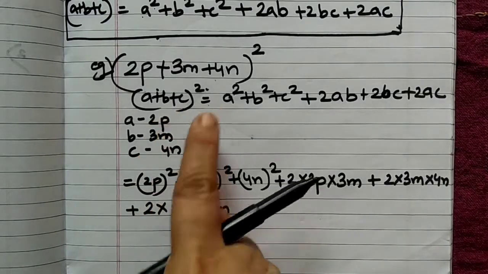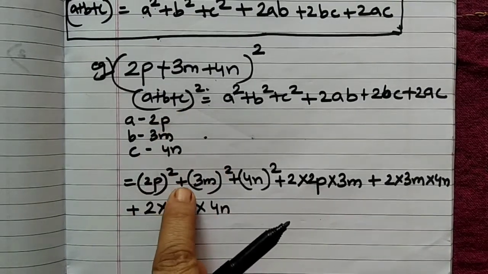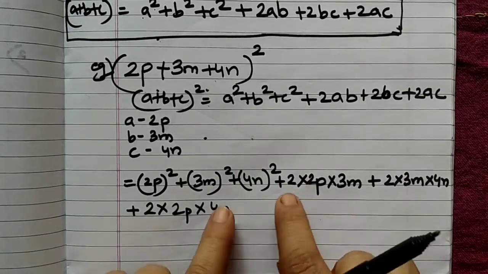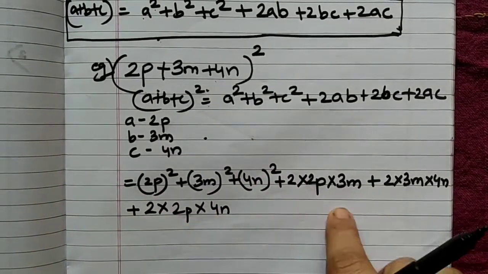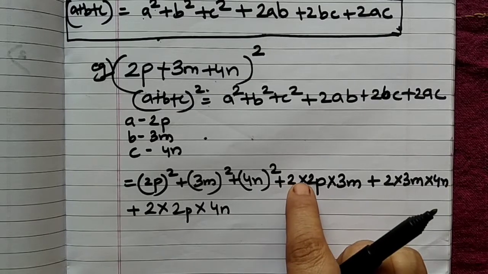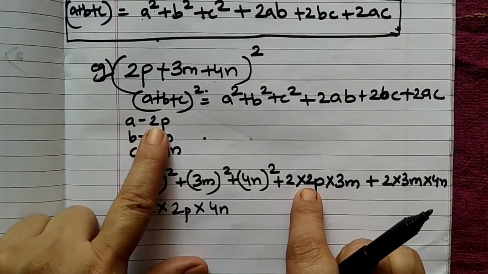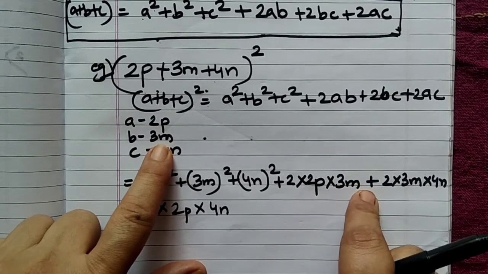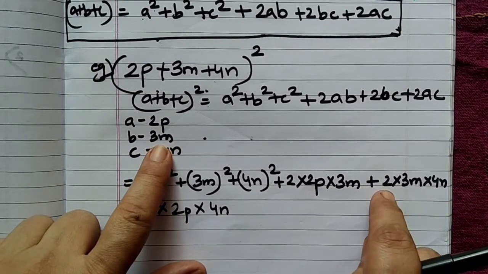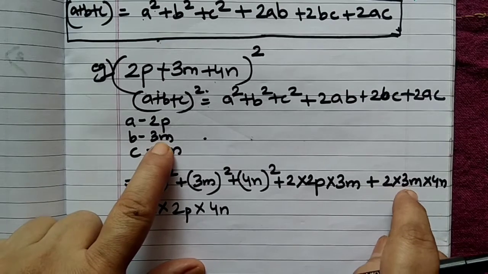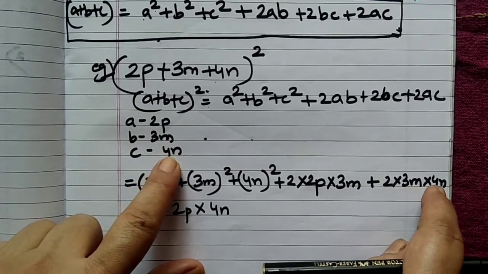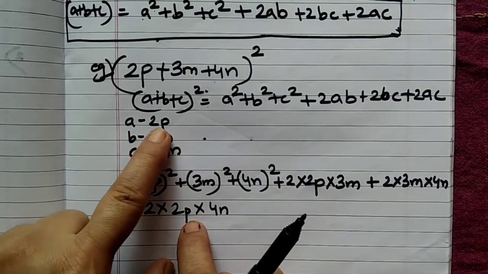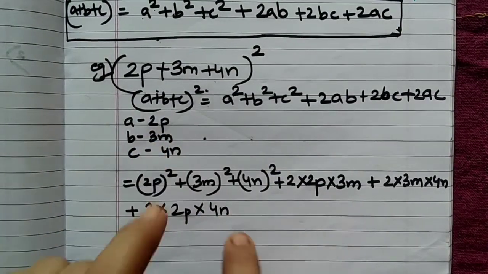Now let us recheck this. We have a square, so I have put (2p) whole square plus (3m) whole square, that is b square, plus c square. So this part is done. Now we have to really check over here whether this is correct or not. So 2 multiplied by a, so a is 2p, multiplied by b, that is 3m, that is correct, plus 2. Now 2 multiplied by b, that is 3m, multiplied by c, that is 4n. Then plus 2 multiplied by a, that is 2p, and multiplied by c, that is 4n.